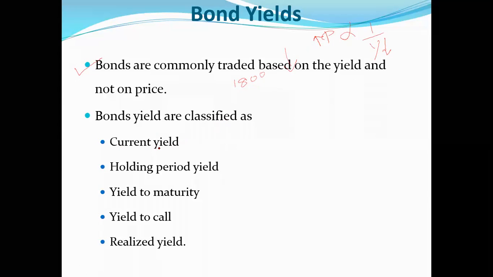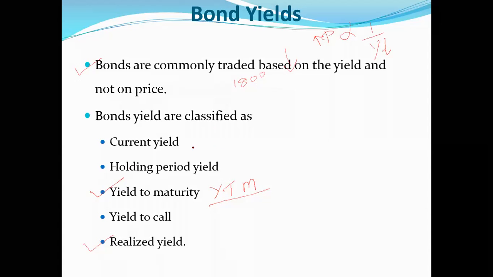There's something called current yield, holding period yield, and the most important, yield to maturity, which is called YTM. The most commonly used method to estimate the yield of the bond is YTM, that is yield to maturity, and the last one is realized yield. These two are more practically oriented yields. The other things are more theoretical. But still, since we are in the theory class, we need to understand all these 5 different types of yields. Clear?